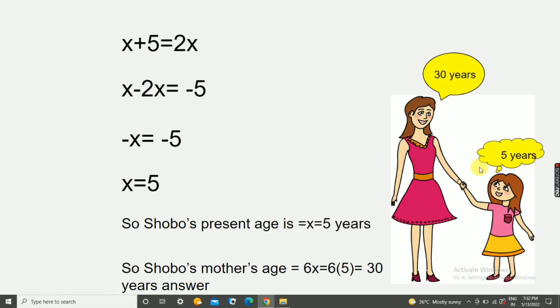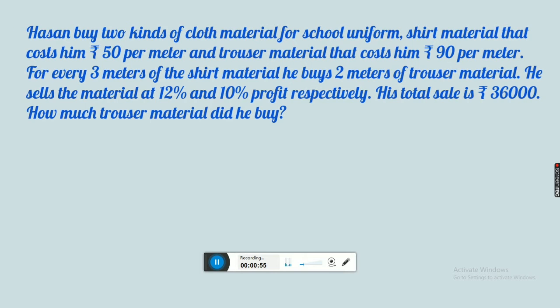This is Shobo's age, 5 years, and Shobo's mother's age is 30 years. Okay, so now we are going to move on to the next problem. Here we go.